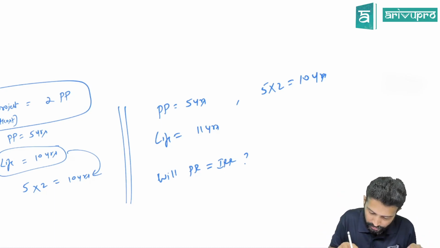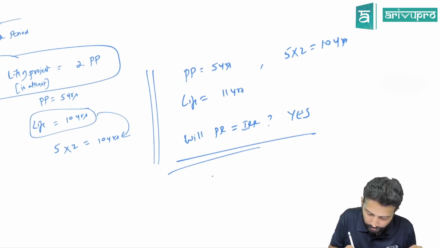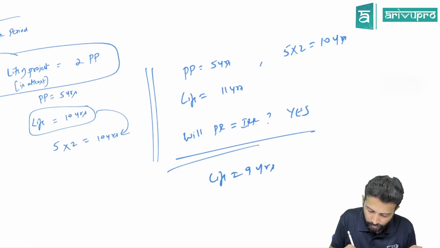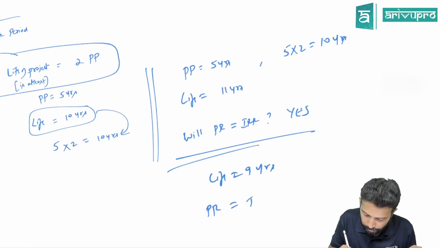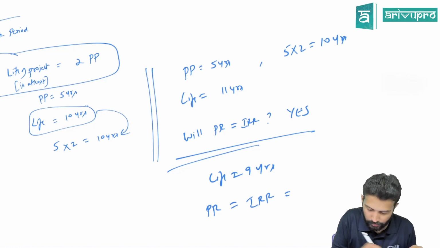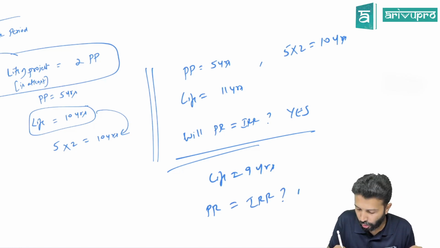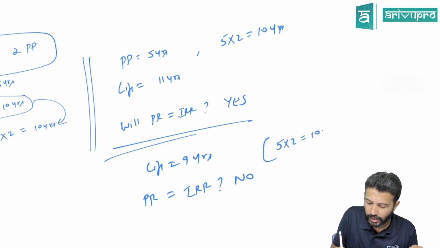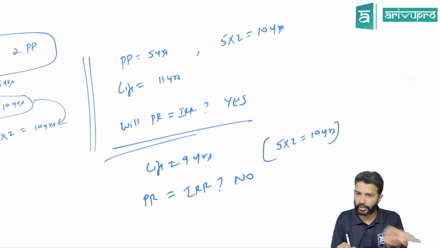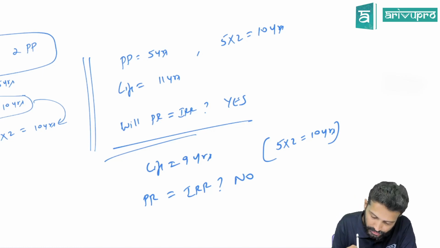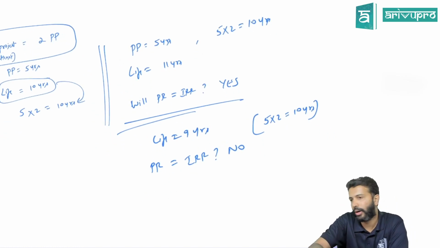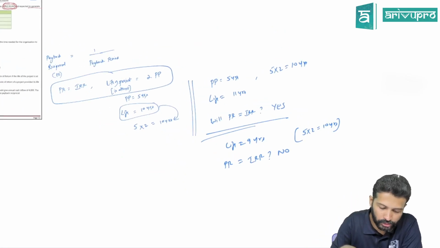Meaning, in this case, yes. If, however, the life of the project is only 9 years, then will payback reciprocal be equal to IRR? Will it approximate to IRR or no? No, because twice the payback period is 5 into 2, which is 10 years. But is the life of the project 10 years or lesser than that? Lesser than that. Hence, in this case, it will not work out as per their hypothesis.